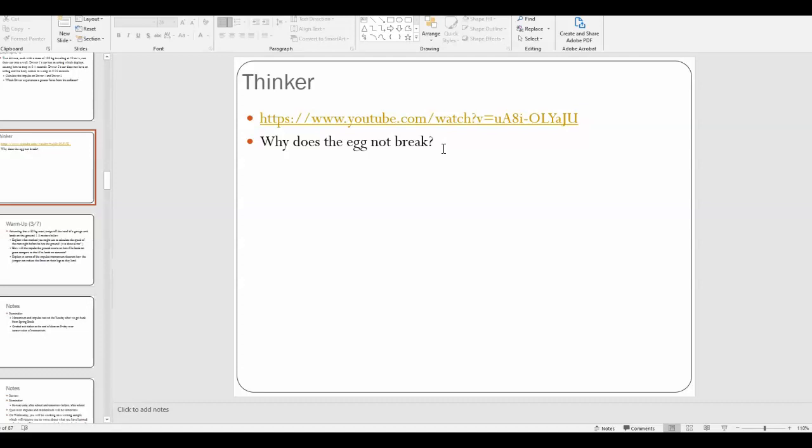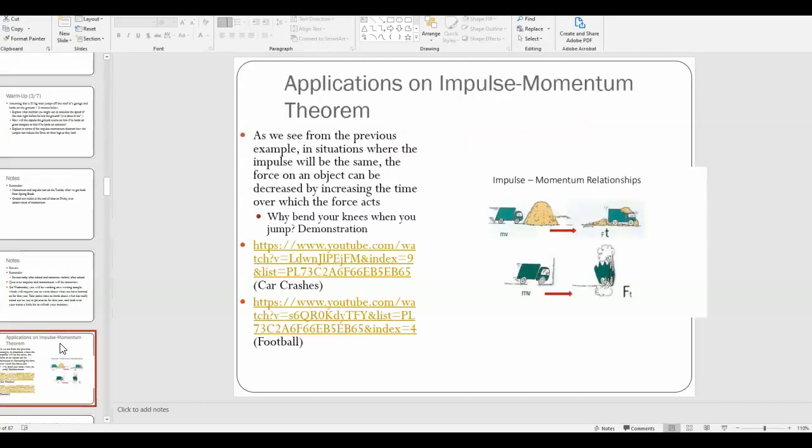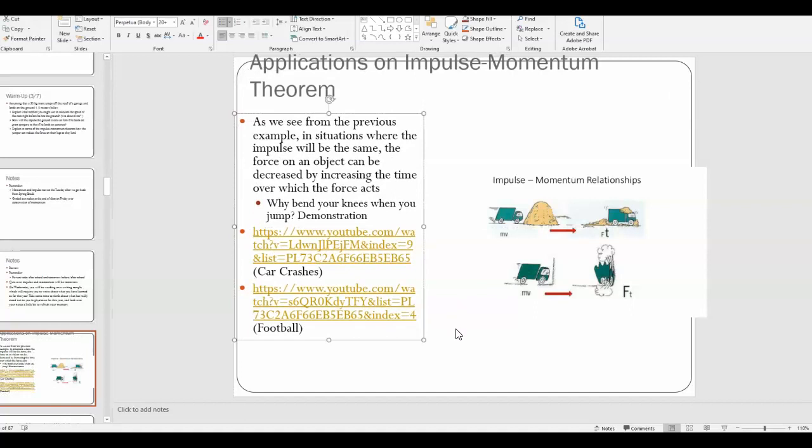But if it hits something soft like a bed sheet, that extends out the time it takes, right? If the impulse is fixed, if you make delta t bigger, the force acting has to be smaller, right? And so the egg doesn't break because the bed sheet makes it take longer to stop, which decreases the force on the egg. All right, so I'm going to go ahead and stop it there. We'll talk a little bit more about this at the beginning of the next video, but that's basically the concept of the impulse momentum theorem.